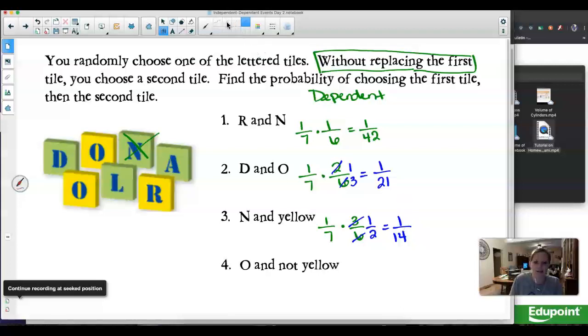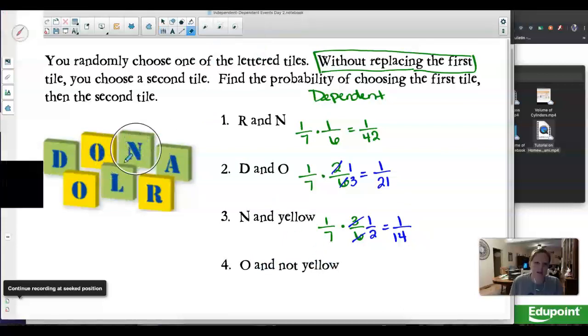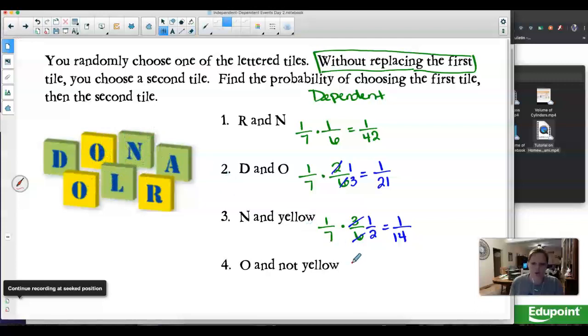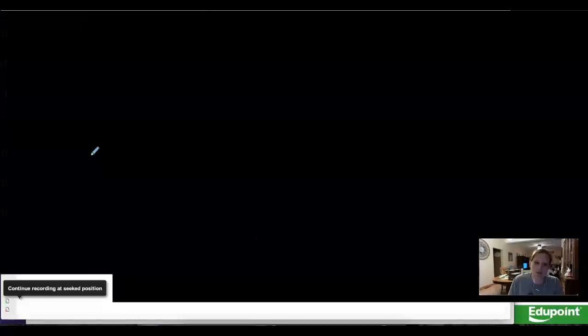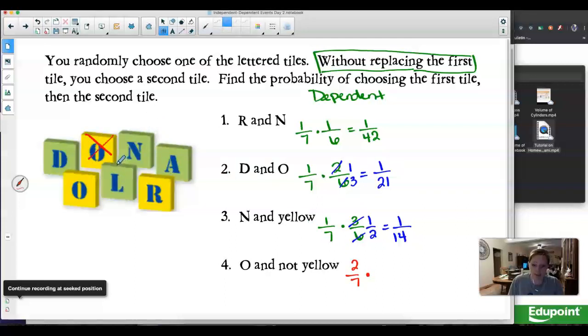Okay, and then the last one here, the probability of an O and then not yellow. Make sure we have all the tiles back. The probability of an O is 2 out of 7. Now remember, only one of the O's were picked, not both of them. And then the probability of not yellow. Well, there are 4 greens. So that is 4 out of the 6 that are left. Simplify first. 4 out of 6 simplifies to 2/3. And then multiply straight across. 2 times 2 is 4. 7 times 3 is 21.